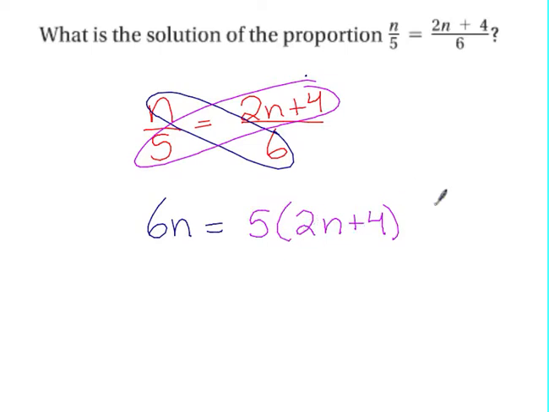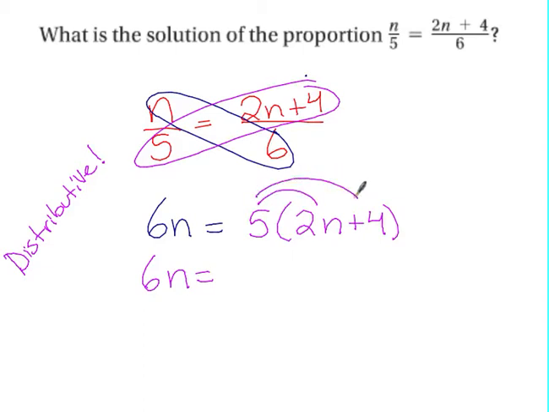Now, that looks familiar. What property are we going to use here? That's right. We're going to use the distributive property. Woo-hoo. Okay, so let's take a look. On the left-hand side, we have 6n. There's nothing we can do with that, so that's going to stay 6n. Equals. Now we're going to multiply using distributive property. So 5 times 2n and 5 times 4. So we get 10n plus 20.